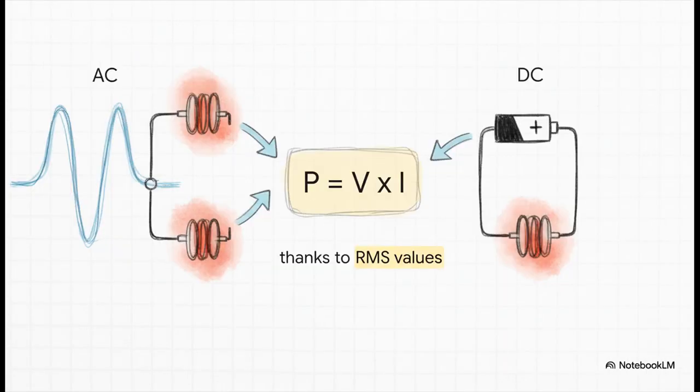And this is why it's so useful. Because we use RMS values, the good old power formula that everyone knows, power equals voltage times current, works perfectly for AC too. No new complicated math needed. It makes everything incredibly straightforward, just as if we were working with simple DC.